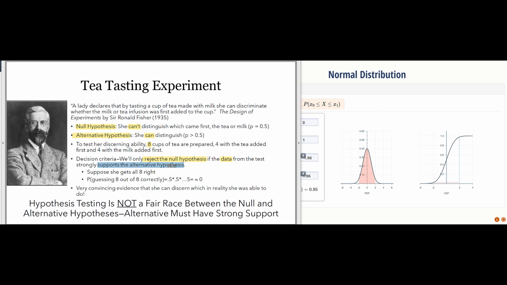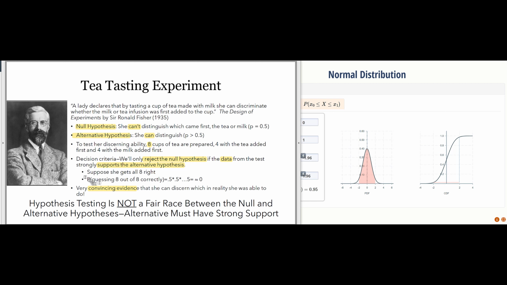Supports the alternative hypothesis, but we have to have very convincing evidence in order to reject the null hypothesis. All right? Now, suppose that she is guessing. And nevertheless, even though she is guessing, she gets all 8 of the cups identified correctly.